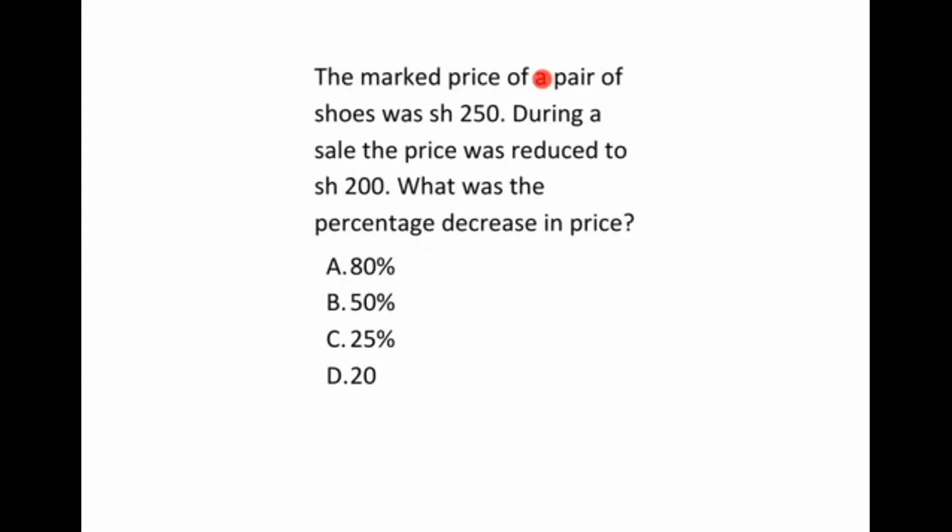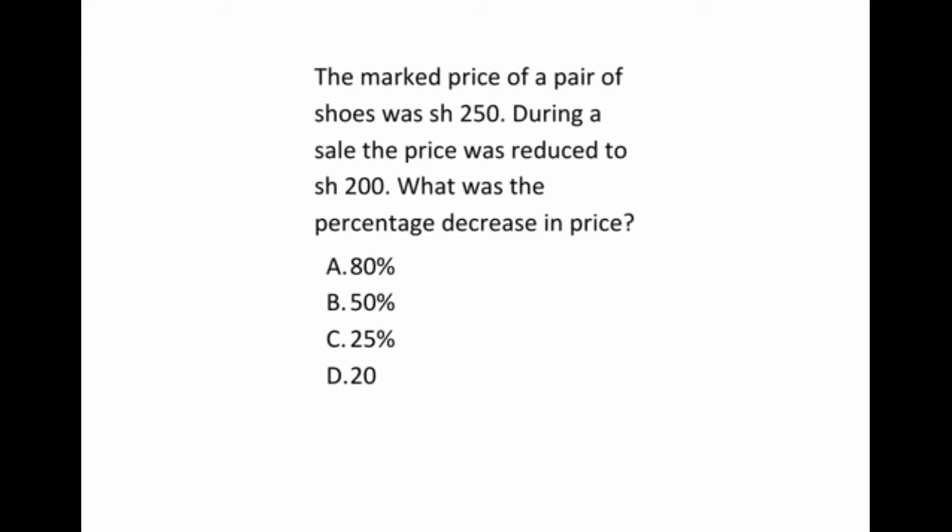The marked price of a pair of shoes was 250 shillings. During a sale, the price was reduced to 200 shillings. What was the percentage decrease in price? Solution. The marked price here in our case is 250 shillings. The selling price is 200 shillings.